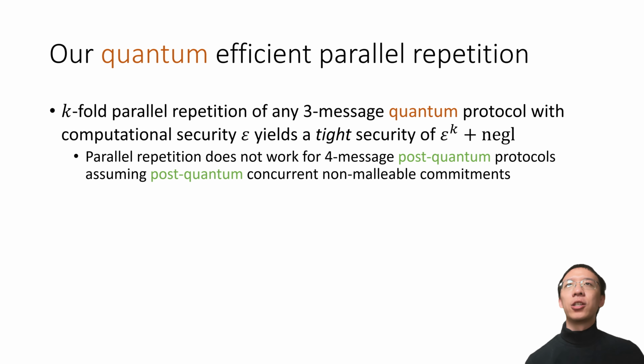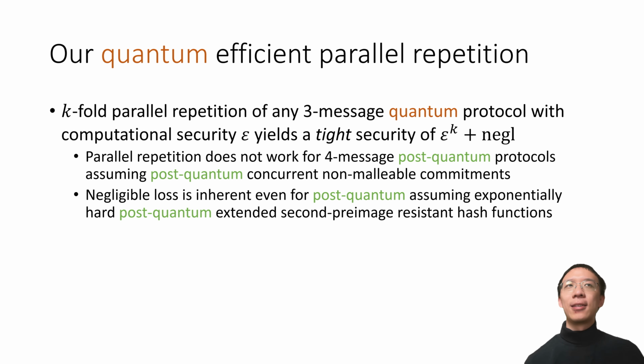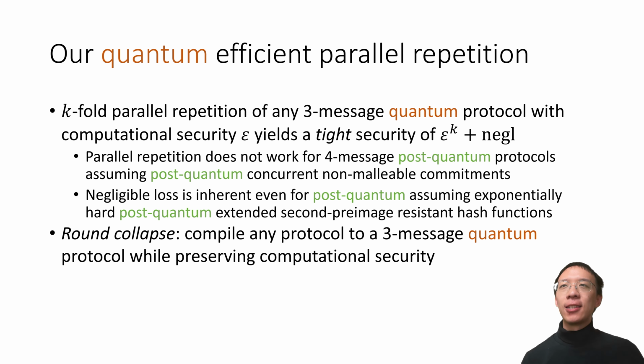More specifically, we show that assuming suitable post-quantum versions of those assumptions, parallel repetition does not work for four-message post-quantum protocols. And similarly, assuming suitable post-quantum assumptions, negligible loss is also inherent even for post-quantum protocols. Similar to the classical setting, we also show a suitable compiler so that the three-message parallel repetition applies. In particular, we show a round collapse theorem where we are able to compile any protocol down to three messages in a way that preserves computational security along with other desirable properties such as efficiency.